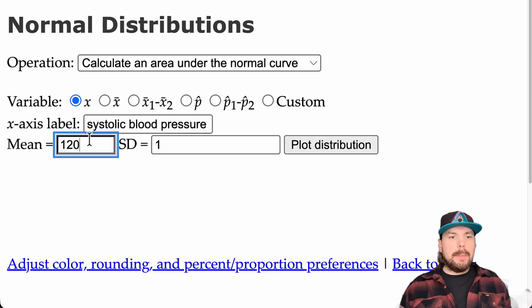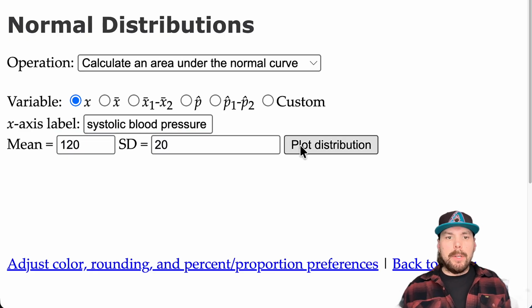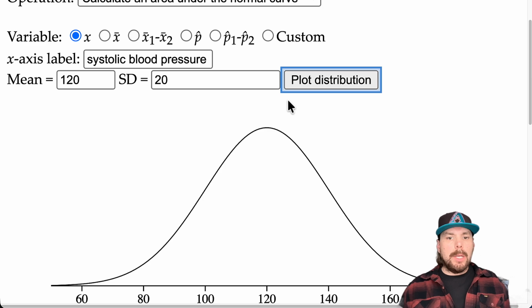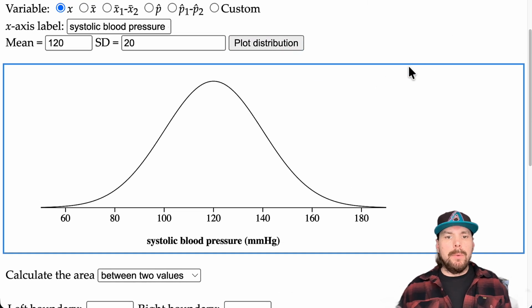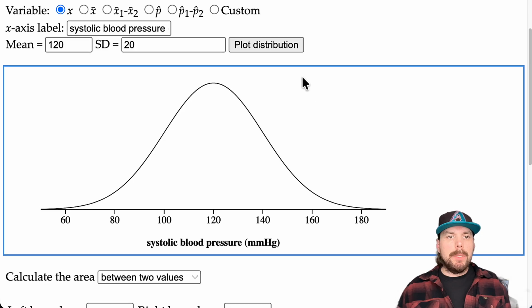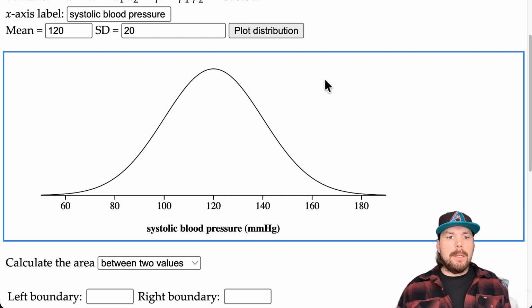Let's suppose this population has a mean of 120 and a standard deviation of 20. These are just made up numbers. It might be in the ballpark, but these should not be used as precise measurements. I've entered those in for the mean and standard deviation and clicked plot distribution.